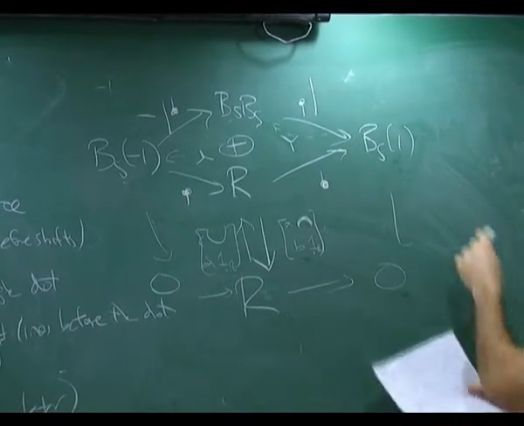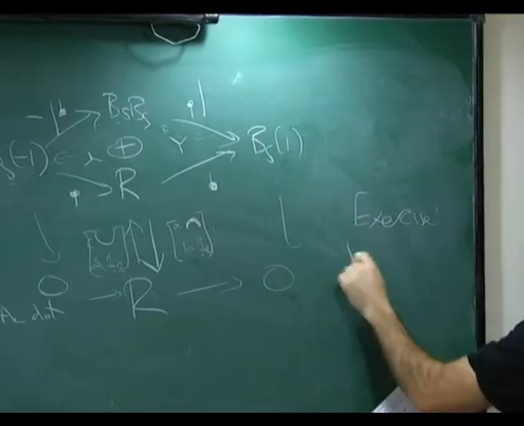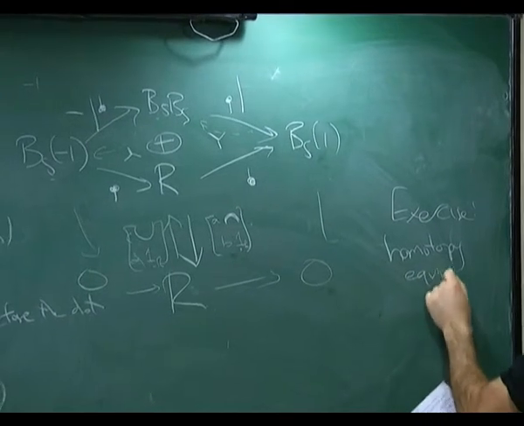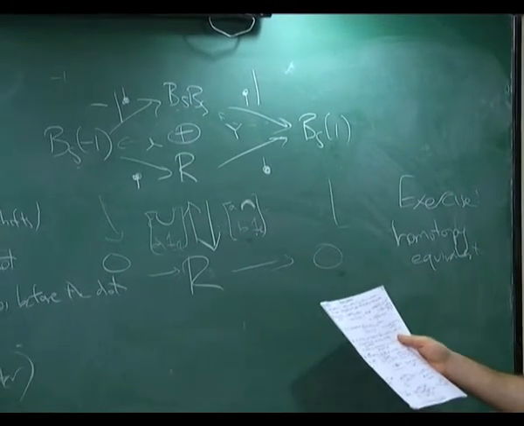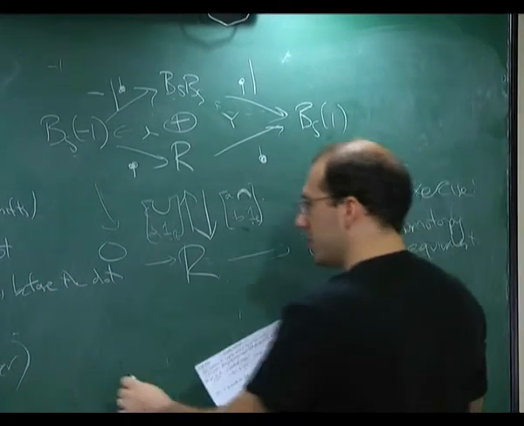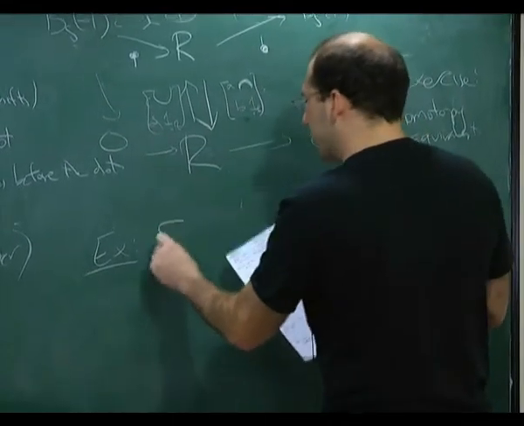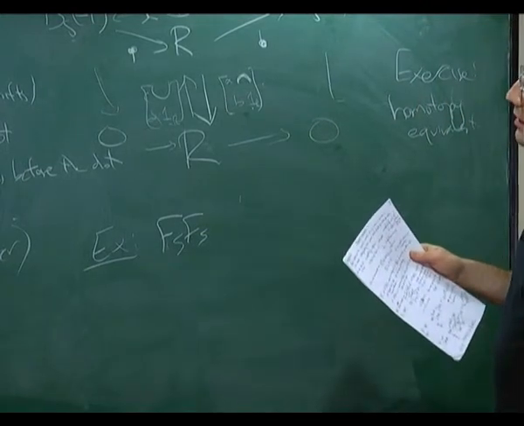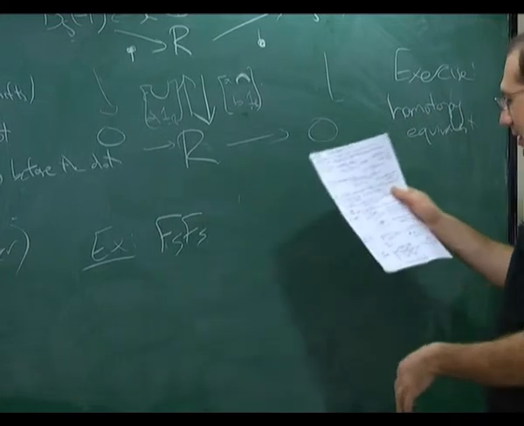Okay, so this is an exercise. Homotopy equivalent. Okay, great. This is a great example. Let me give another example down here in the corner. What happens if we just do FSFS? Okay, and here's why it's the braid group and not the Coxeter group.